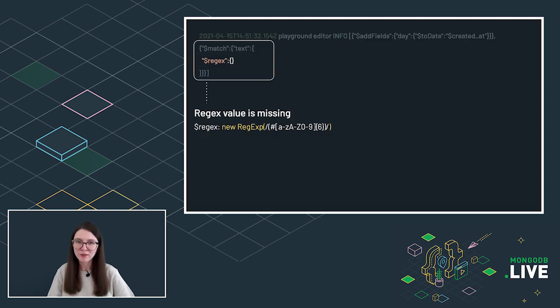In the generated log file, we can notice something interesting. One part from the aggregation stage is actually missing. The regex value is an empty object, but it should be an expression instead. But why did it happen?